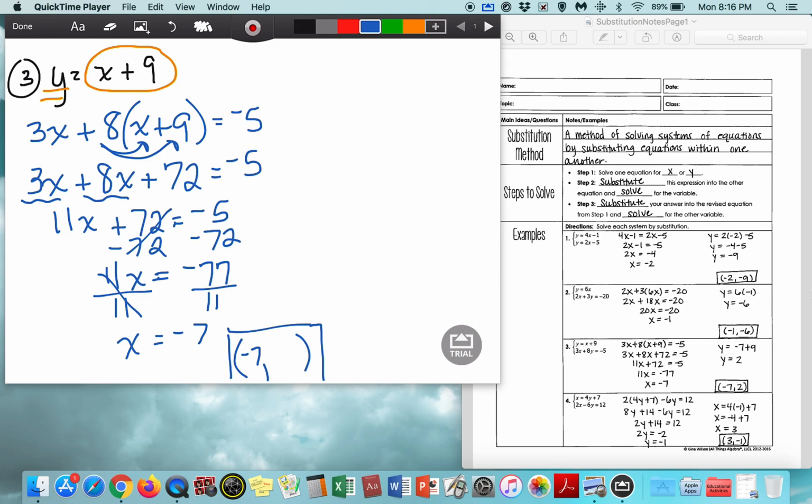Again, to get the second number in my point, I go back to the equation where I had the variable by itself. That's the easiest way to go. I could go back to 3x plus 8y equals -5, and that would work as well, but this is always the easiest. To figure out the y, all I have to do is x plus 9, and x is -7. So -7 plus 9 is 2. Now I have my answer of -7, 2 for that point.